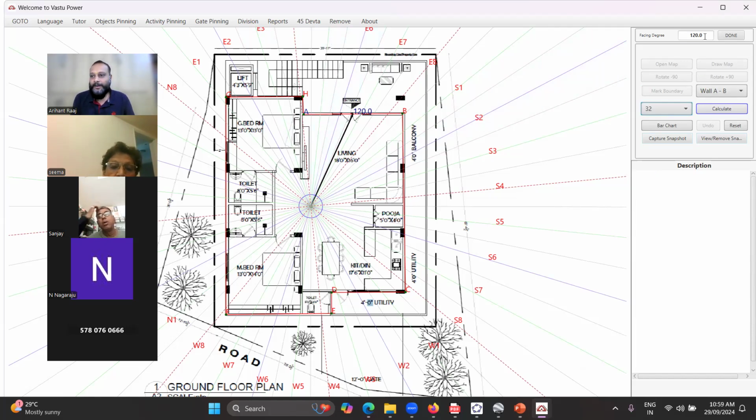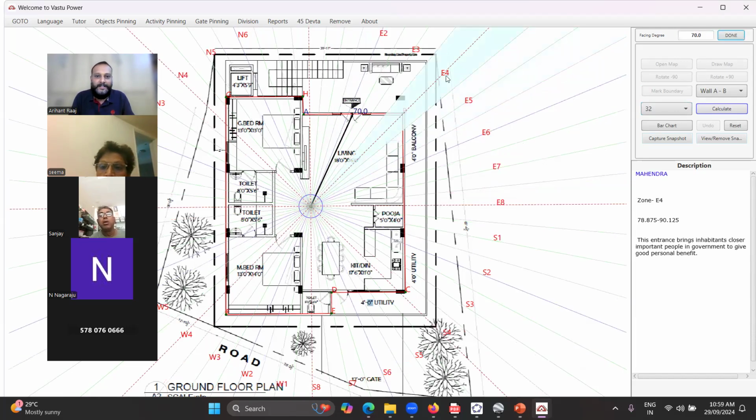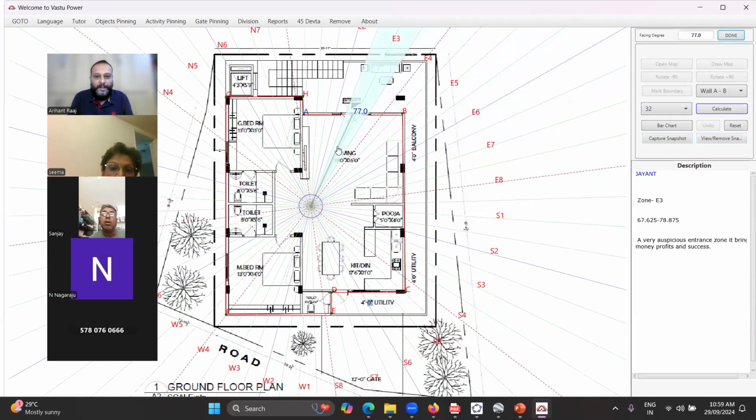Very good. Now, let's say I have 70 degrees. Then which direction is it coming in? E2 and E3, but majorly it is coming under E2 only. Now, what I will do is little increase the degrees. I'll make it 77 degrees. Now, which entrance is it coming in? E3. Is it a good entrance? Yes, sir. It is a very good entrance.